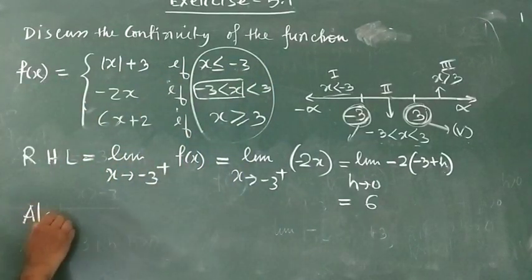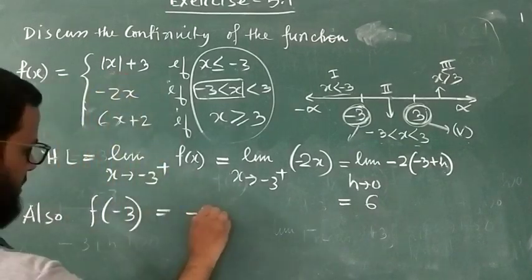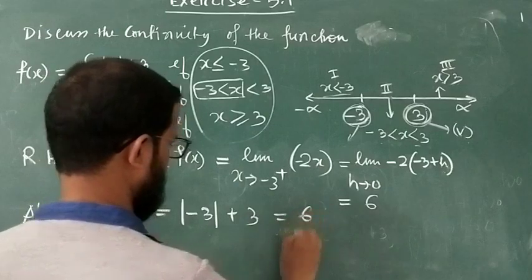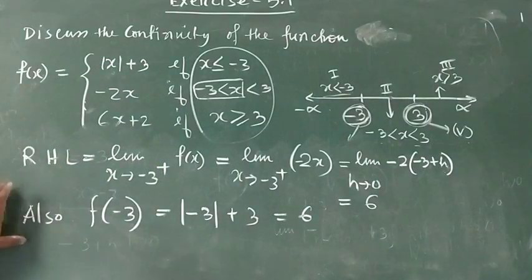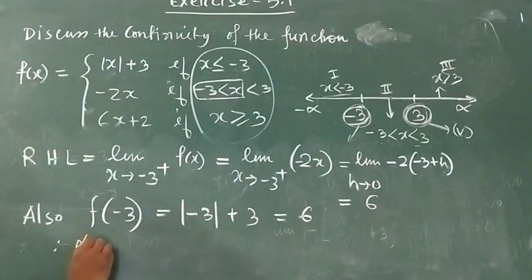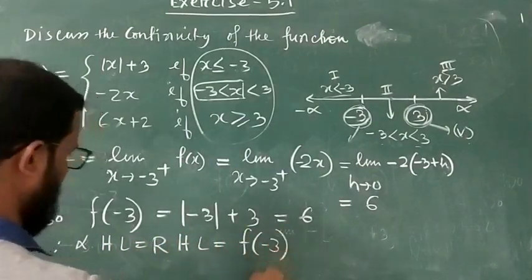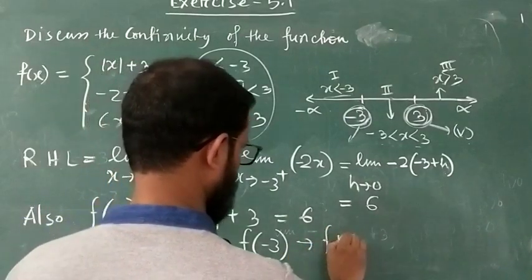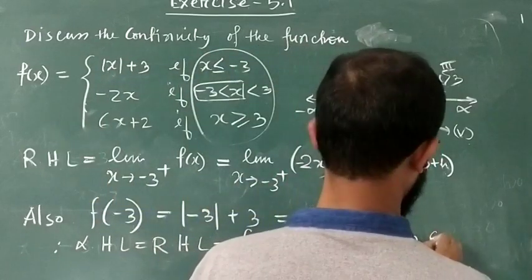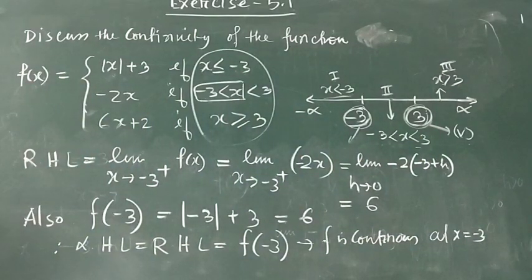Also, f of minus 3 is equal to modulus of minus 3 plus 3, and modulus of minus 3 is the positive absolute value, so 3 plus 3 is equal to 6. Finally we see that the functional value is equal to the right hand limit is equal to the left hand limit. So we can conclude that left hand limit is equal to right hand limit is equal to functional value, which implies that f is continuous at x equal to minus 3.